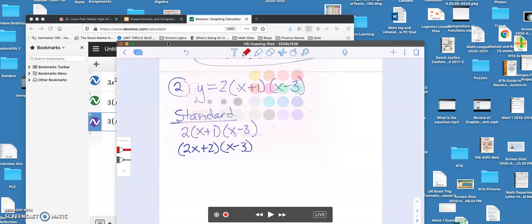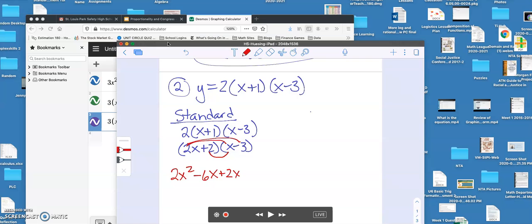Now we do our distributing. 2x times x is 2x squared. 2x times negative 3 is negative 6x. 2 times x is 2x. 2 times negative 3 is negative 6. Combine like terms, and we have y equals 2x squared minus 4x minus 6.